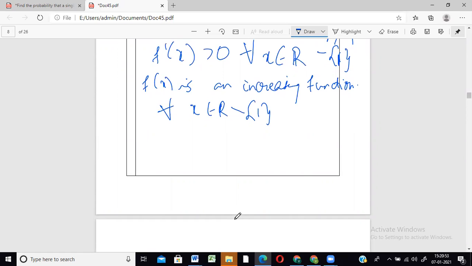And the next question, test whether, yes, the similar one. The question changes. Here also you have to check whether it is increasing or decreasing. And the easiest way, which I just taught you right now. So let us follow the same procedure for all x belonging to real.